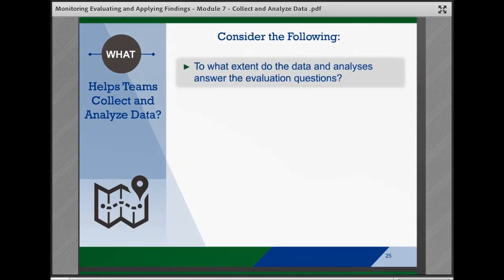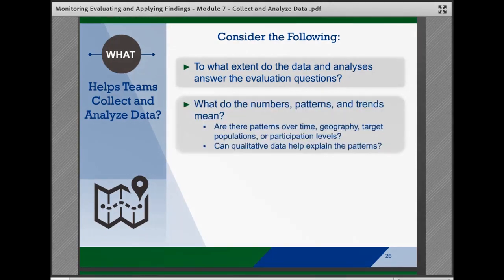To what extent do the data and analyses answer the evaluation questions? What do the numbers, patterns, or trends mean? What, if any, patterns are evident over time, across geographic locations, target populations, and/or participation levels? How can qualitative information, for example, the interviews from focus groups, help explain the pattern?